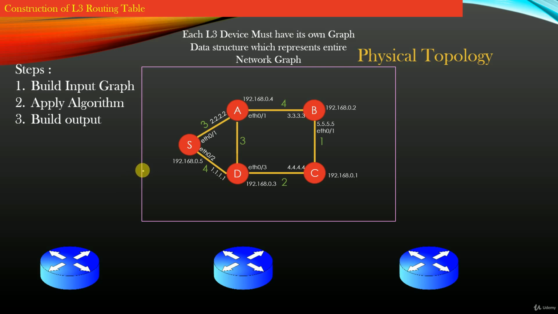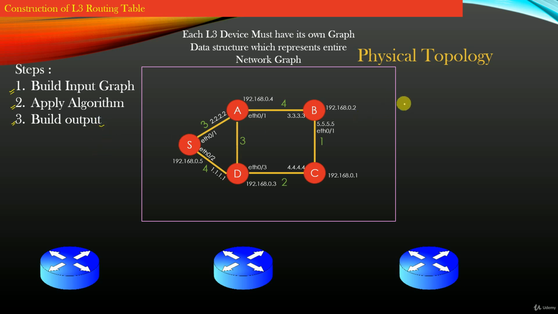So guys, in this slide, I will show you or explain the three basic steps which every L3 device in the topology follows or implements in order to finally compute its local routing table. Those three steps are: build input graph, apply the algorithm on this graph, and compute the output. In this case, the output is the layer 3 routing table.